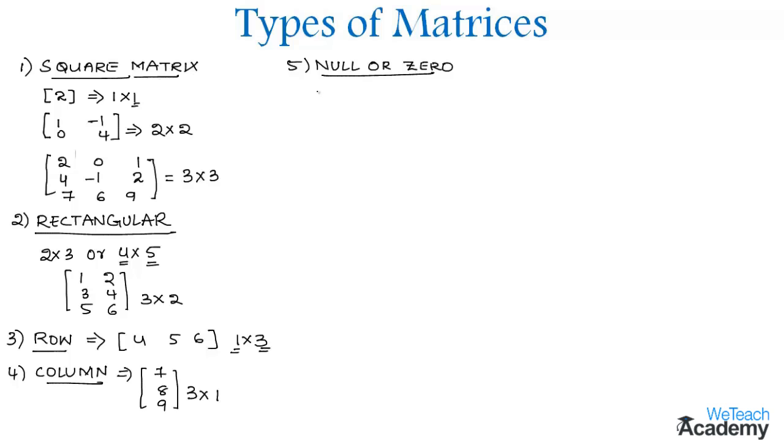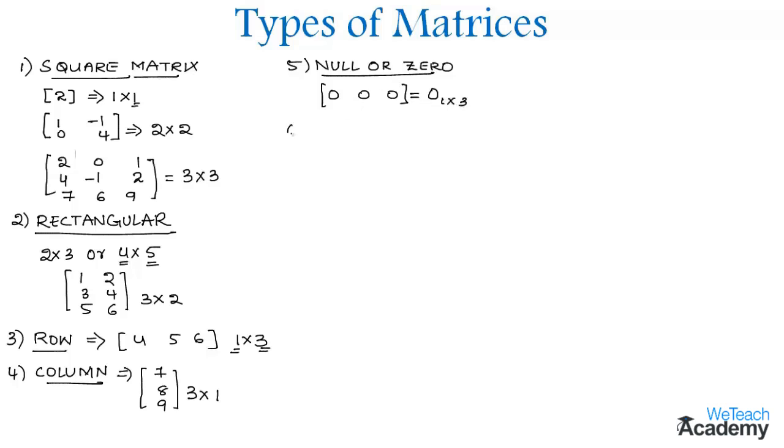A matrix is said to be a null matrix or zero matrix if all the elements in the matrix are 0. And this matrix is denoted by O. And the order of this matrix would be 1 row into 3 columns, that is 1 by 3.